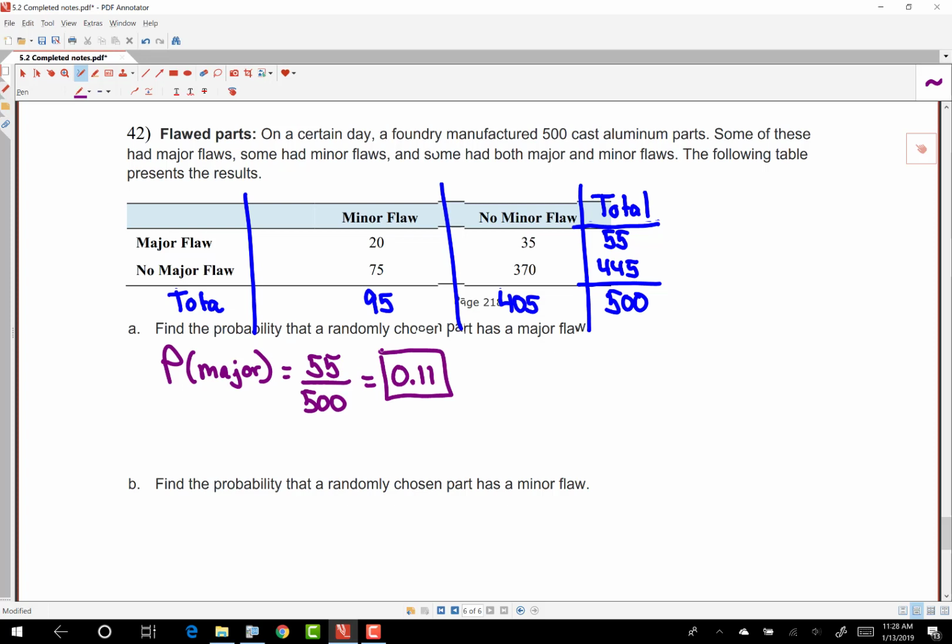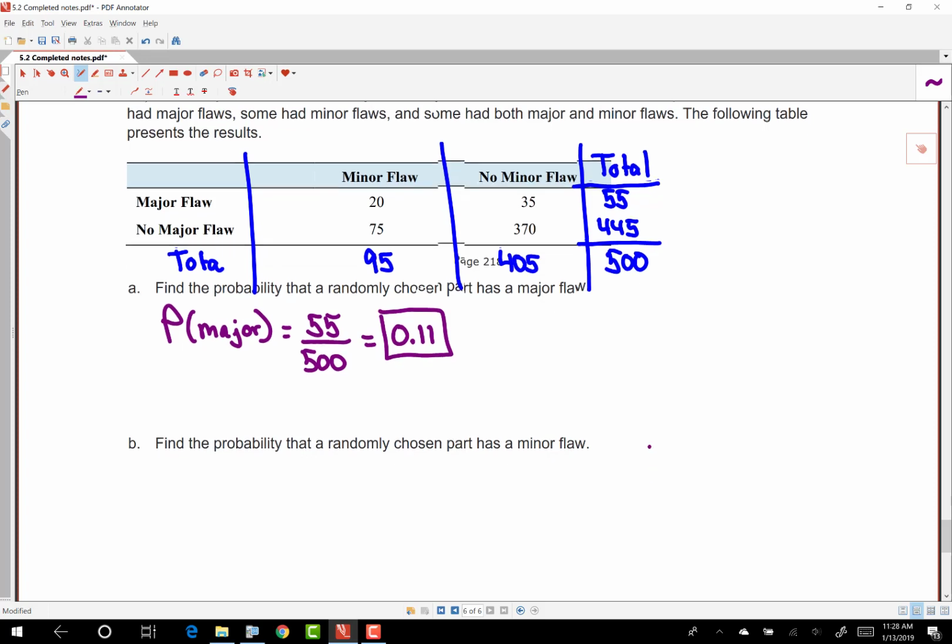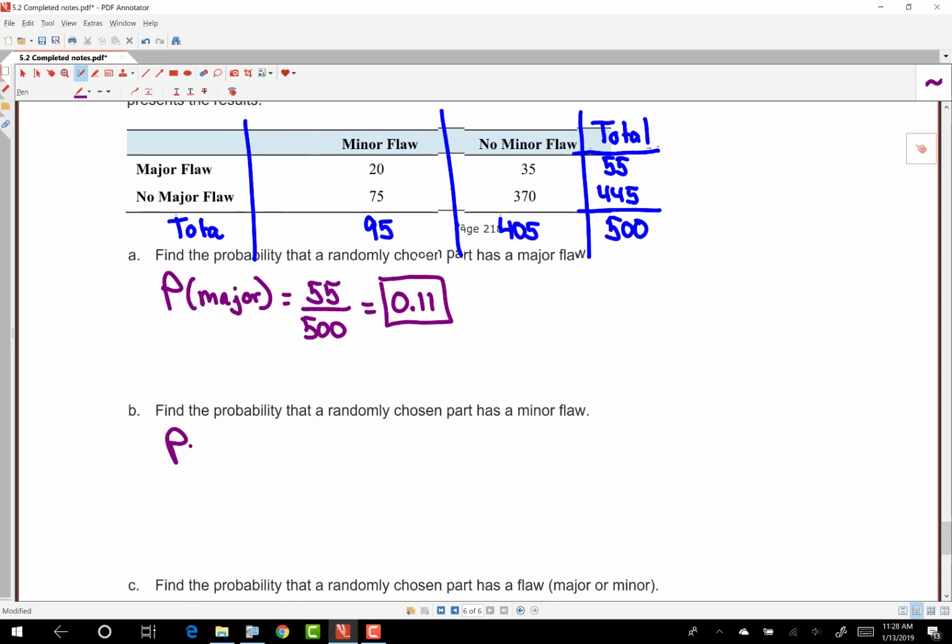Okay, part B is find the probability that a randomly chosen part has a minor flaw. So we want the probability of minor. Well, I'm going to add down the first column. You can see that there were 95 total that had a minor flaw. Some of them had a major flaw as well, but 95 total had a minor flaw, and that's out of the grand total 500. And so if you take 95 divided by 500, we get 0.19. So that's the probability that it has a minor flaw.